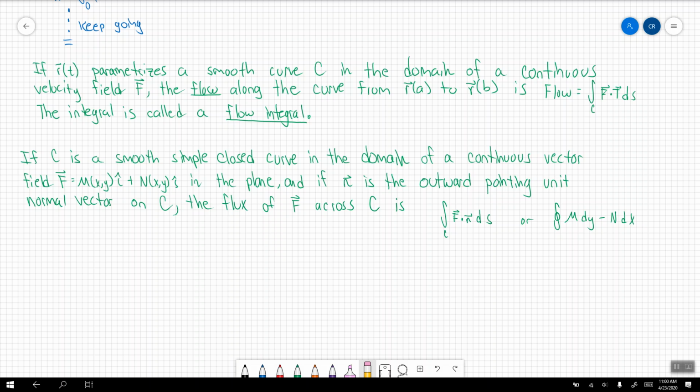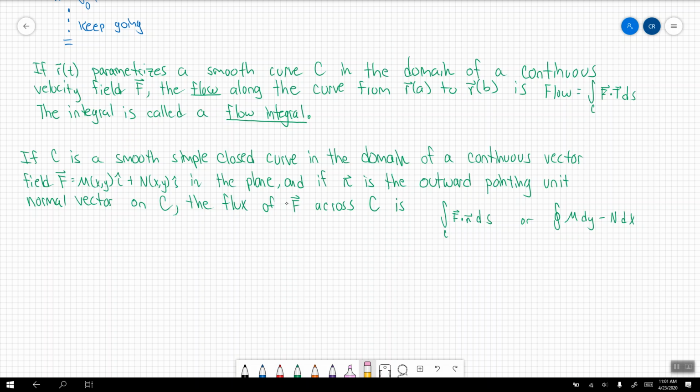Now, the one last item that I want to talk about in this particular section is that we're going to be looking at a smooth, simple, closed curve, in some domain for a continuous vector field. This vector field is just going to be defined in R^2 for now, with some M and some N component functions for this vector field. Now, we're going to define lowercase n as we always have. This is going to be the unit normal vector at any point on the curve C.